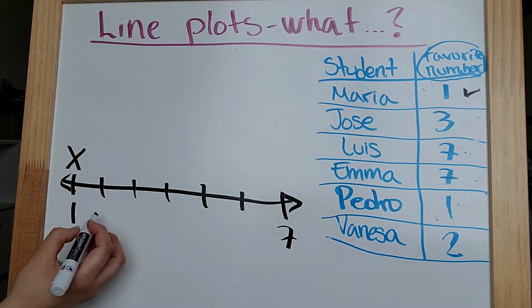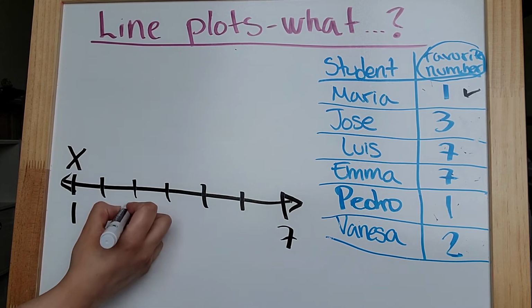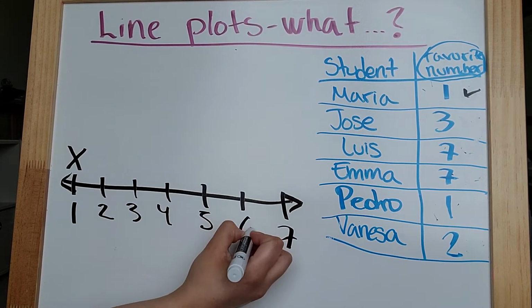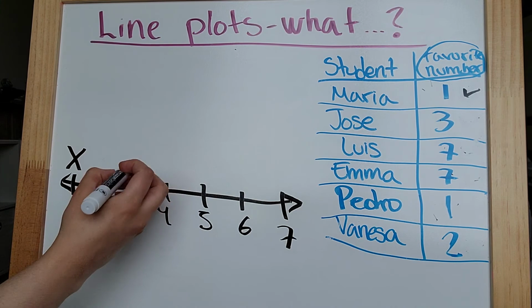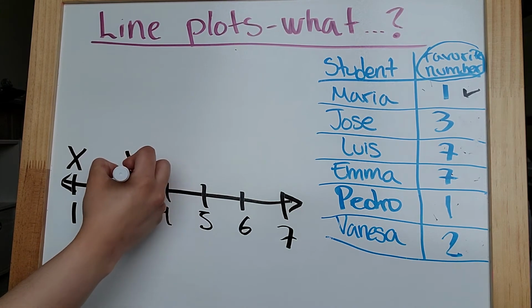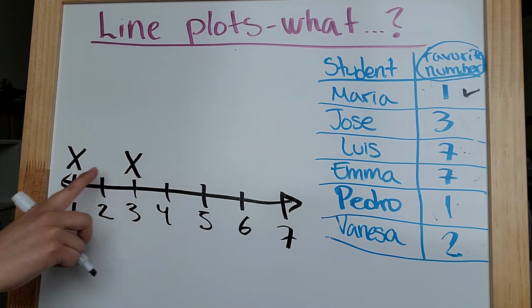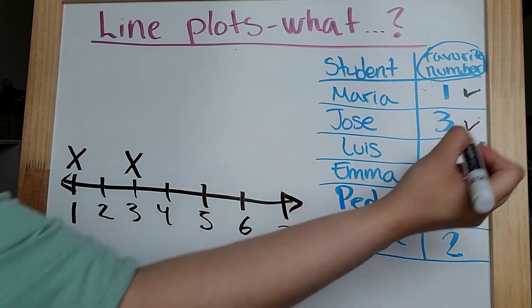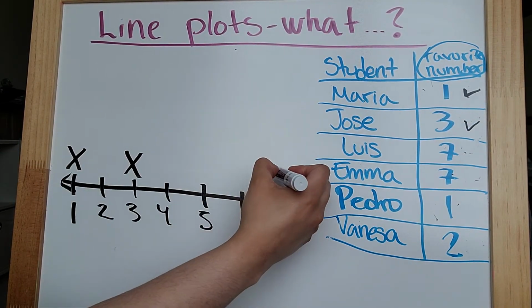Jose likes number 3. Ooh, I forgot to do this. 2, 3, 4, 5, 6. There you go. Sorry. Jose likes number 3, so I'm going to go ahead. X's are evenly the same. Okay. Luis likes number 7.